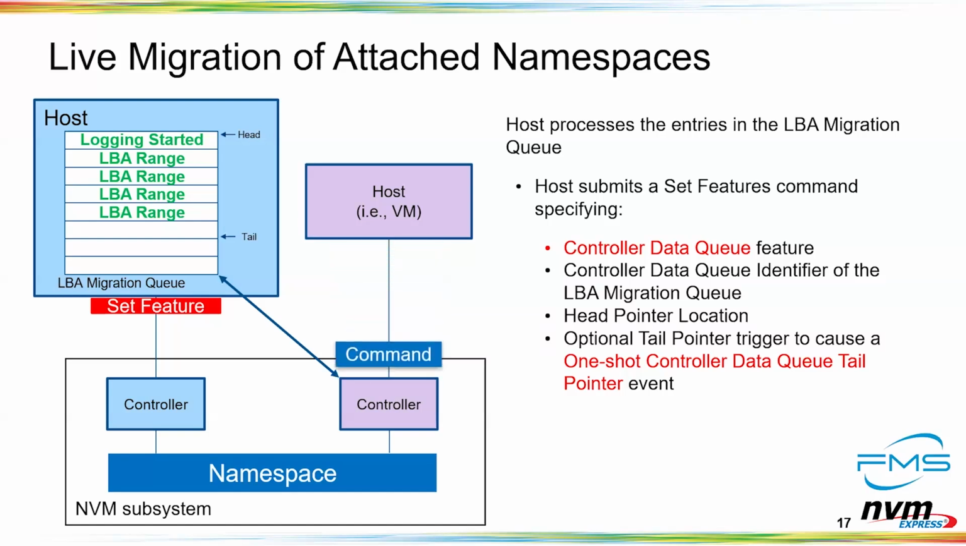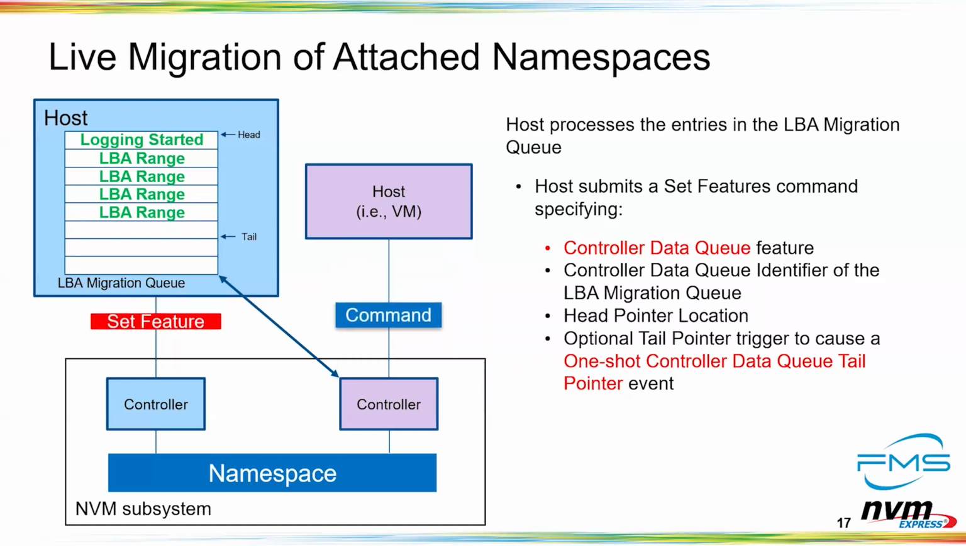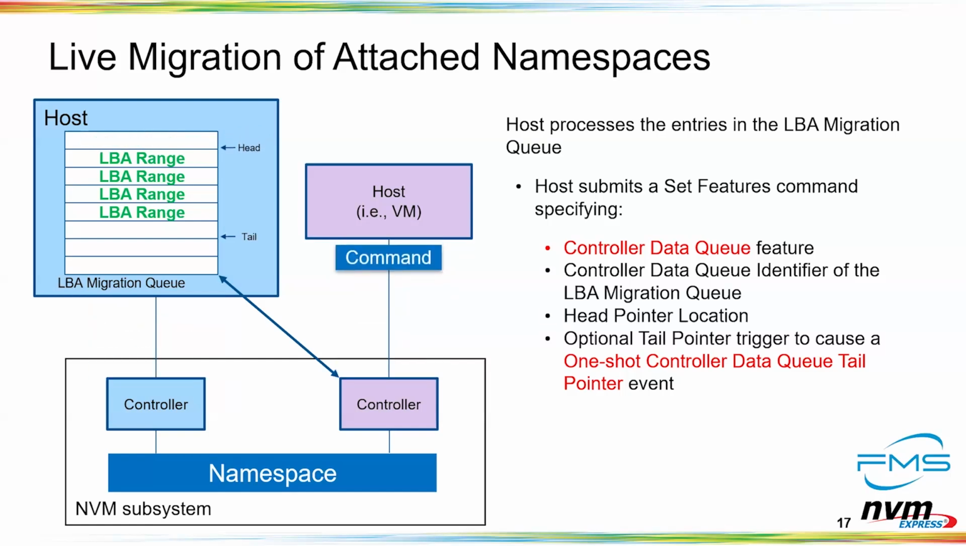And we use the set feature for the controller data queue to say, hey, I, the host, have used entries in the LBA migration queue, and I'm telling you that those are now free for use for future postings there. So this is the way to move the head pointer down there.